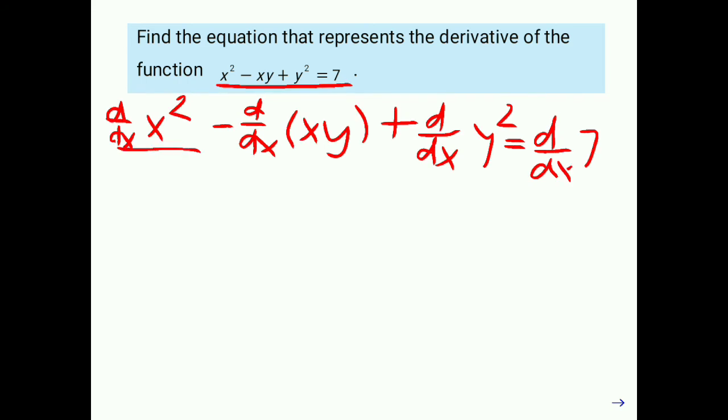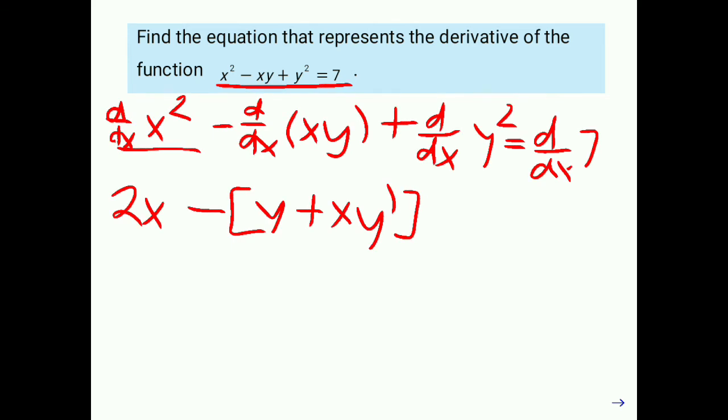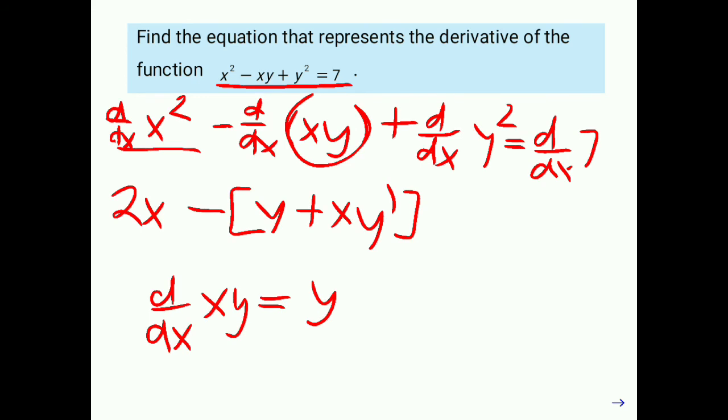So this is just power rule, 2x. This is product rule. So the derivative of x times y, that's the derivative of x, which is 1, times y, plus x times the derivative of y, which is y prime, diba? As a side note, d/dx of xy, to remember the product rule: that's the derivative of x, which is just 1, times y, plus x times the derivative of y. So that's just y prime, diba?